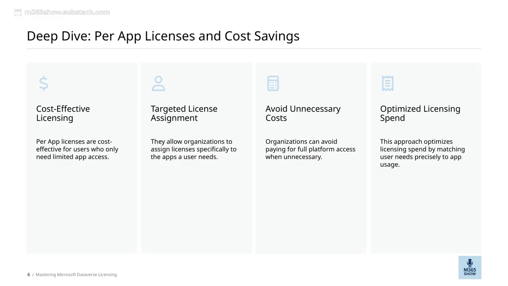significant savings. Additionally, these licenses allow us to assign specific licenses to the apps a user needs, rather than a blanket license covering everything. This targeted approach ensures we're only paying for what truly matters for each user. Per-app licenses are especially cost-effective for users who only need access to a limited set of applications. So, by adopting this strategy, organizations can control costs more effectively while still providing the right level of access. Overall, this approach aligns perfectly with our goal of efficient and flexible licensing management.